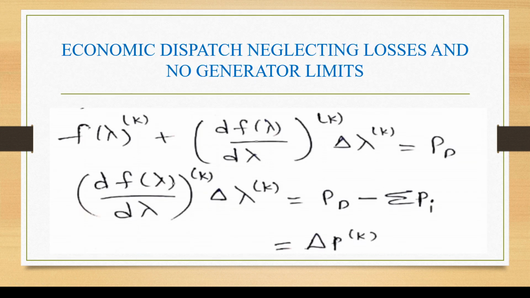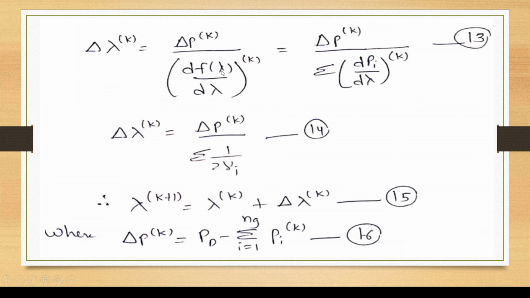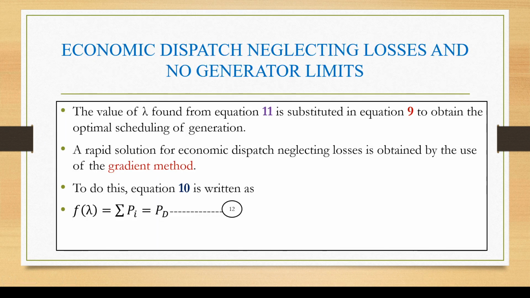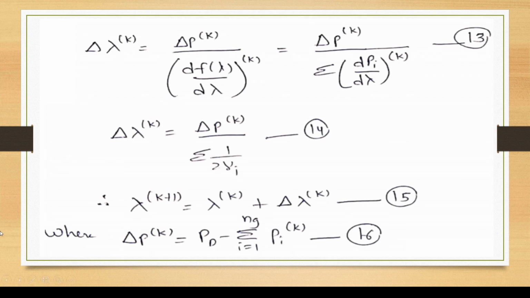So from here I can write delta lambda k equal to delta Pk divided by d f of lambda by d lambda. In place of f of lambda, I can write summation Pi, because f of lambda is summation Pi, as we have seen. Now delta lambda k will be equal to delta Pk divided by summation dPi by d lambda, which equals 1 by 2 gamma i. Differentiating the equation of Pi with respect to lambda, we get 1 by 2 gamma i.